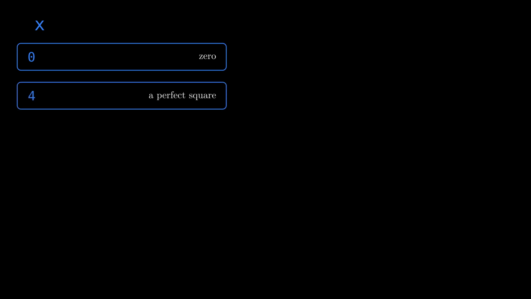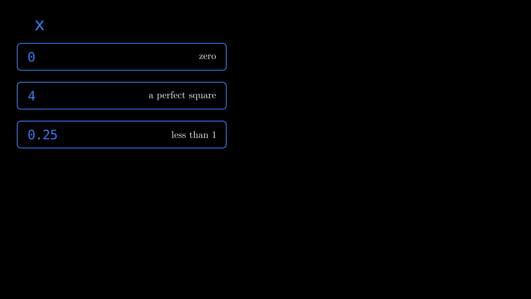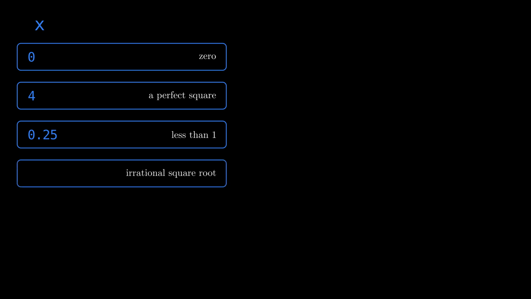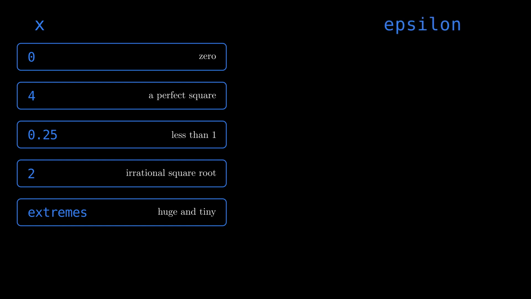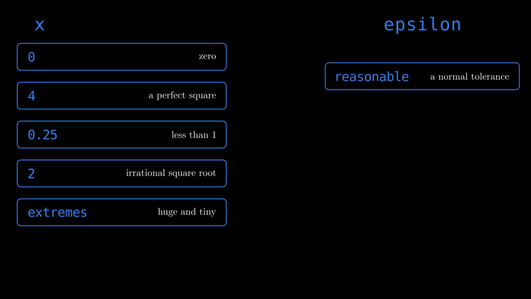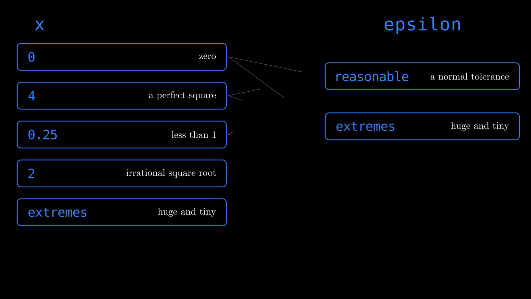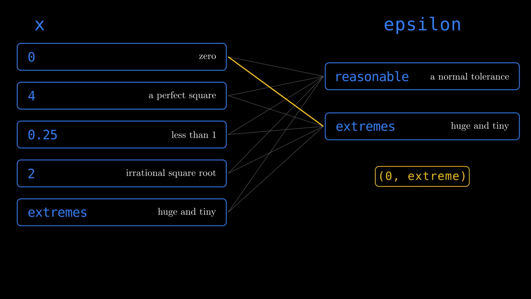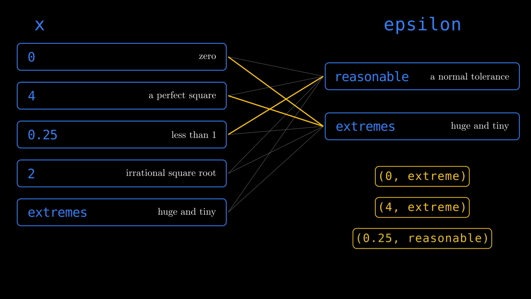The list for square root writes itself. For x, start with 0, then a perfect square, say 4, then a value less than 1, like 1/4, then a value whose square root is irrational, like 2. You can never write that answer exactly. Then a handful of extremes at both ends. For epsilon, the same shape. A few reasonable values and a few extremes, then mix and match. 0 paired with an extreme epsilon, a perfect square paired with an extreme epsilon, and onward. That is nowhere near all of them. It is a good start.